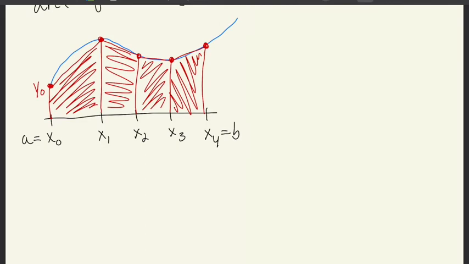So notice these heights, h1 and h2. These are the heights of the function at x0 and x1, which is f of x0 and f of x1. Also, delta x is the distance between two consecutive x terms. Okay, so that's all the notation.